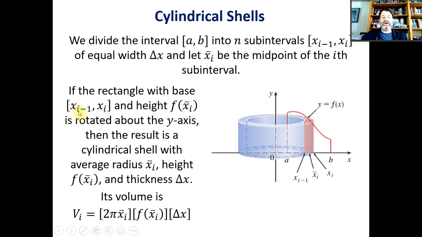The base is x_{i-1}, x_i. i is just any number. And then xi bar is right in the middle. And then we compute f of xi bar to get the height. Right here. We rotate that around the y-axis, and then it gives us our cylindrical shell. So we're using the average radius, so we can plug it in here, because we already derived this formula on the previous couple slides. Right?